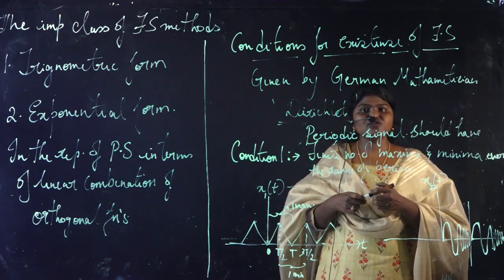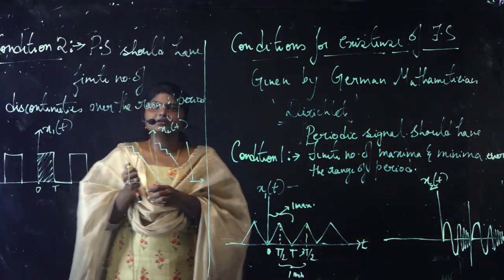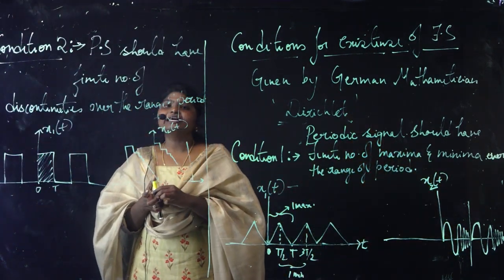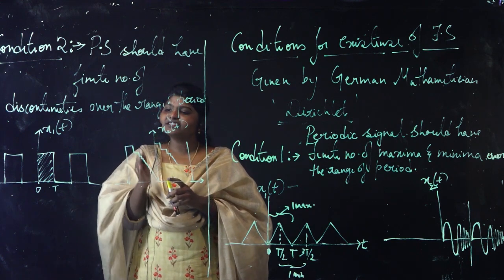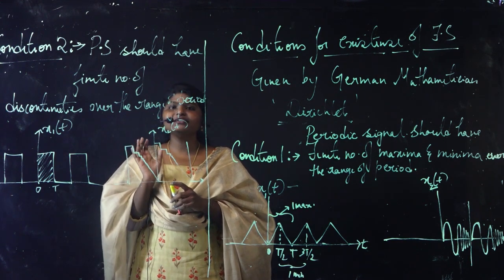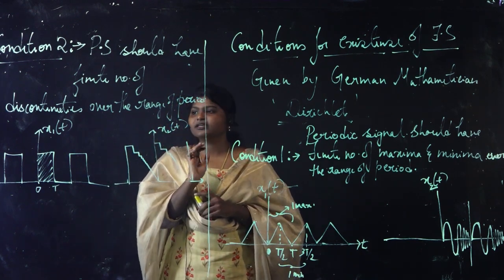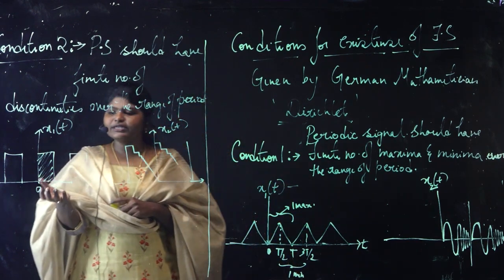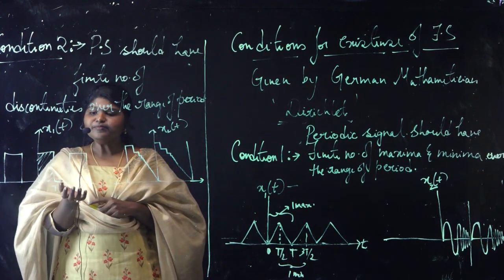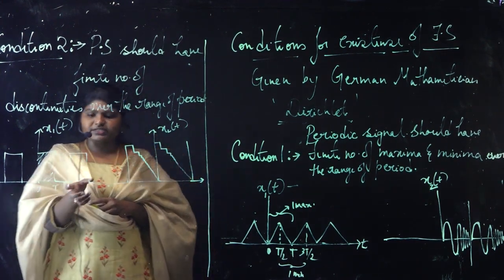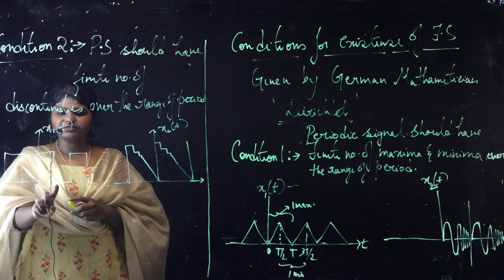Now let us go to the second condition. The second Dirichlet condition is that the periodic signal should have a finite number of discontinuities over the range of a period. Here we took an example, x1 of t. If you take a range of period 0 to T.